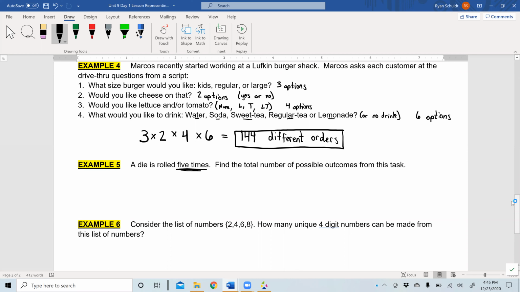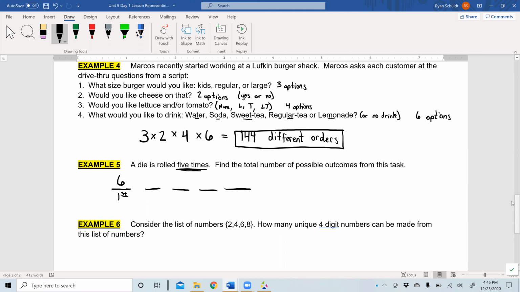So we want to find the total number of possible outcomes from this task. Well, let's do this. Let's draw 5 blanks. 1, 2, 3, 4, 5. Okay, this is going to be our first roll. So first roll, how many options could I have from rolling the dice 1 time? 1, 2, 3, 4, 5, 6, right? 6 options.